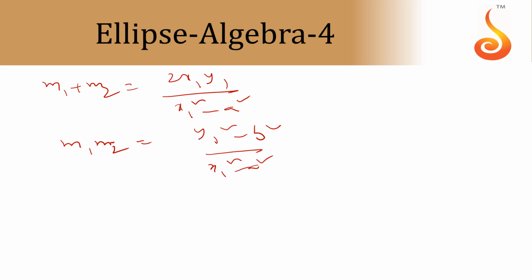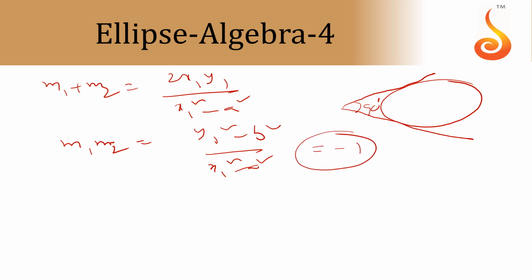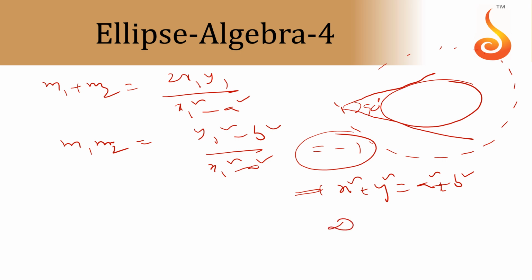Suppose the tangents are perpendicular to each other. Then m1 m2 must be equal to minus 1. Then what locus will you get? x square plus y square equals a square plus b square. It means you are getting a circle with center x1 y1 and radius root of a square plus b square. That circle is called the director circle.